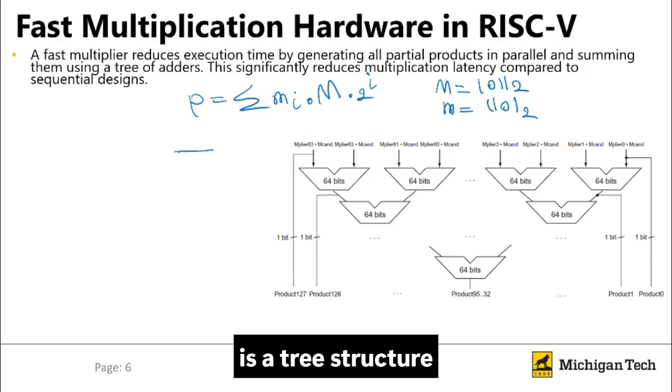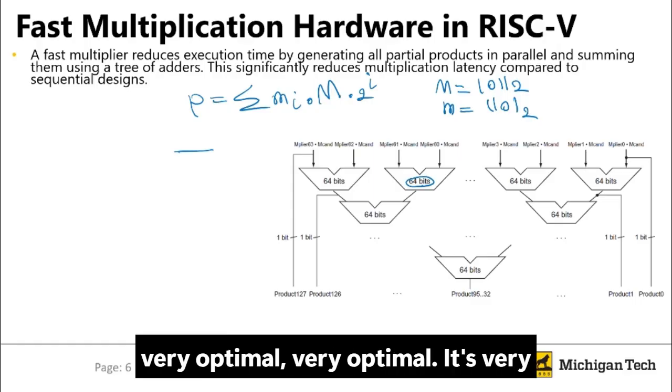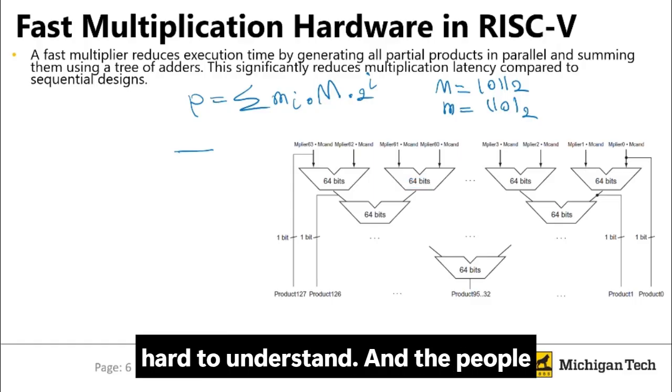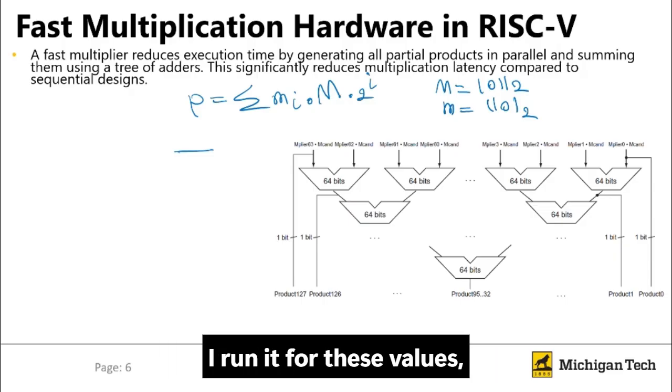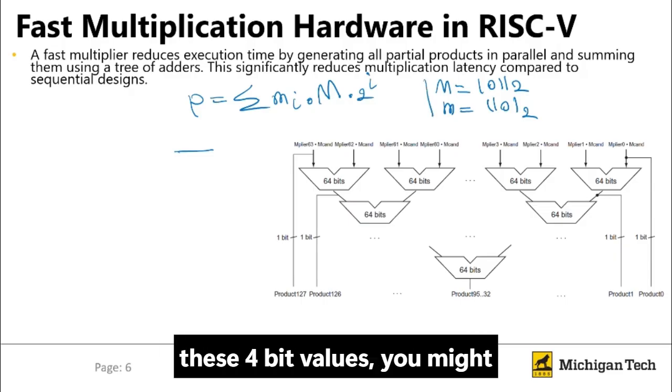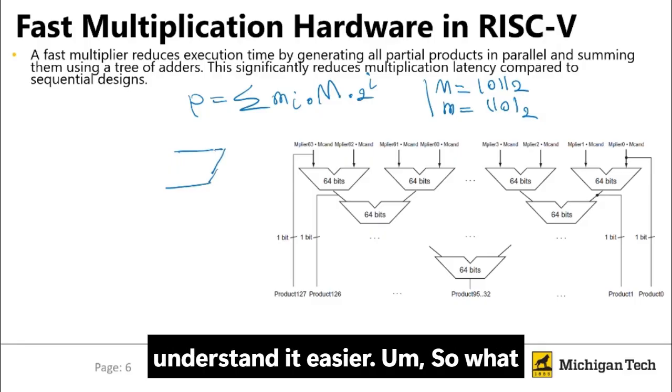This structure is a tree structure, and it doesn't even need 128-bit adders. It's 64 bits. This is very optimal, very optimal. It's very hard to understand, and the people who designed it were very smart, actually. Let's see, when I run it for these 4-bit values, you might understand it more easily.